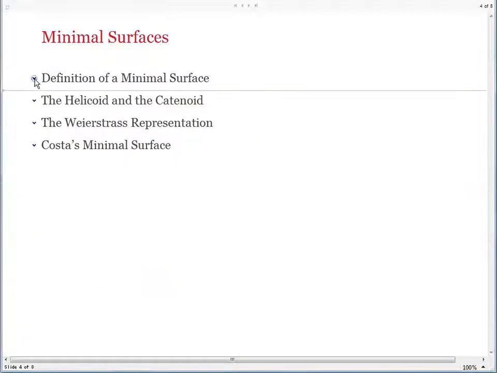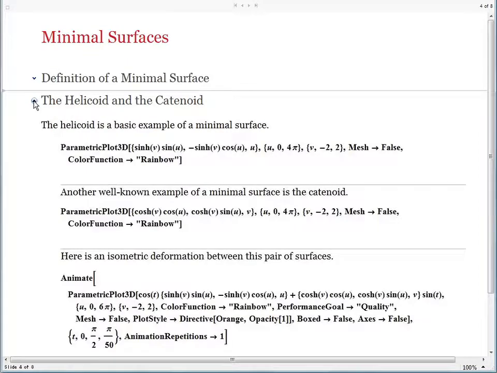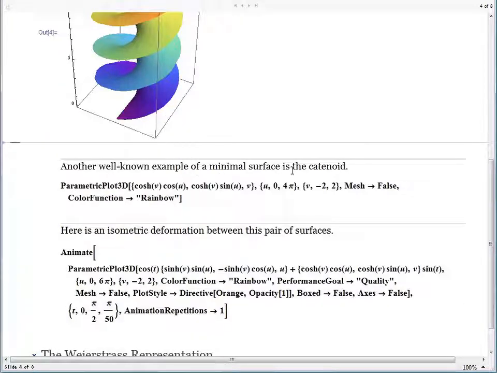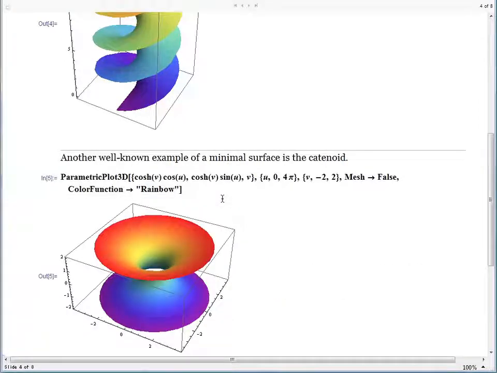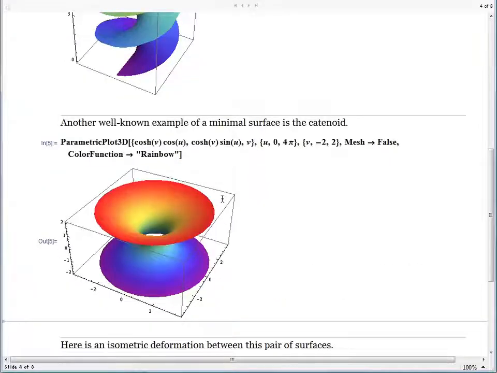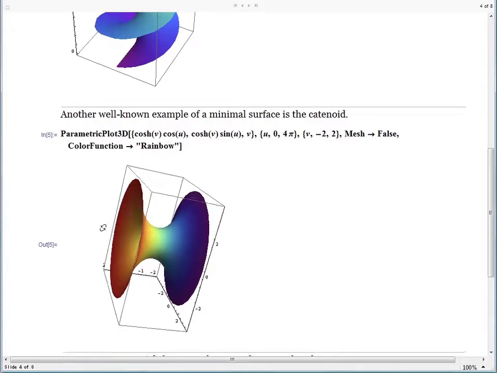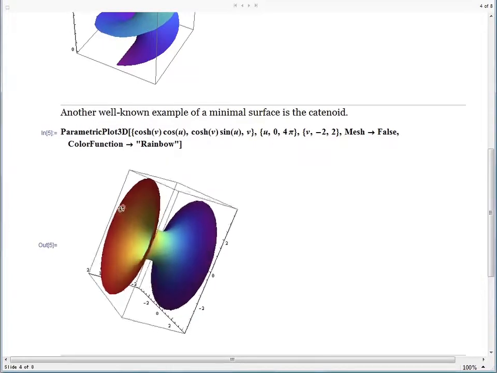Okay, now historically the two most basic examples of minimal surfaces are the helixoid and the catenoid. So the helixoid is a surface based on a helix. So here is the surface, it's a helical surface, and it's also minimal. The other well-known example of a minimal surface is the catenoid, which is based on a catenary. So here is the catenoid. Now I said a minute ago that these minimal surfaces are saddle-shaped all over, and you can see it quite clearly over here by simply rotating the surface on its side, and you can see it's saddle-shaped all over.